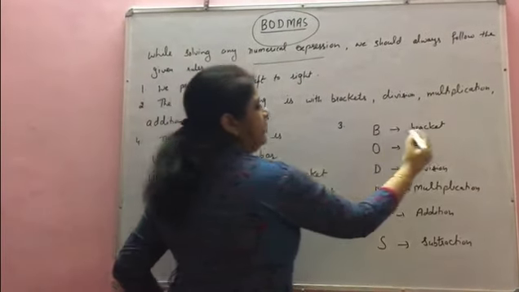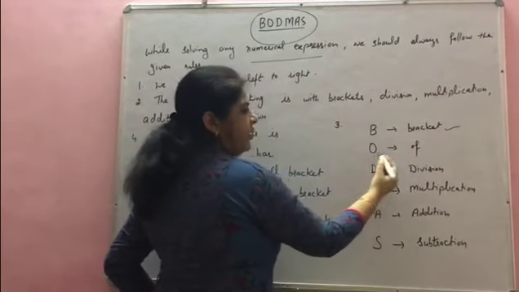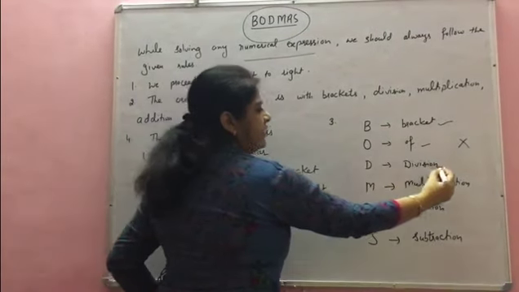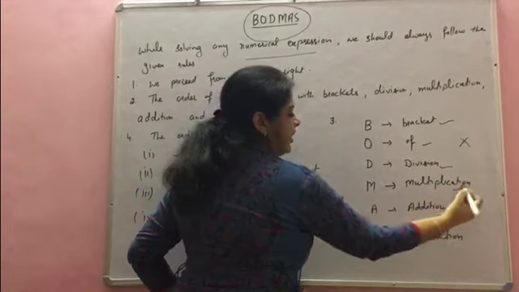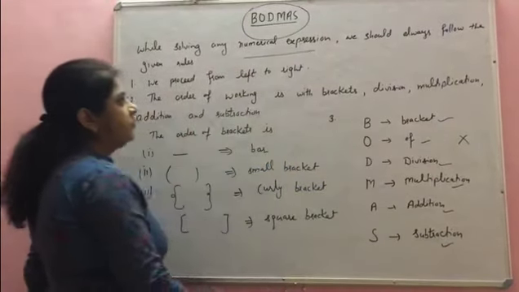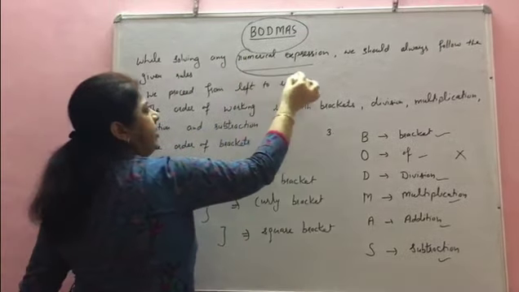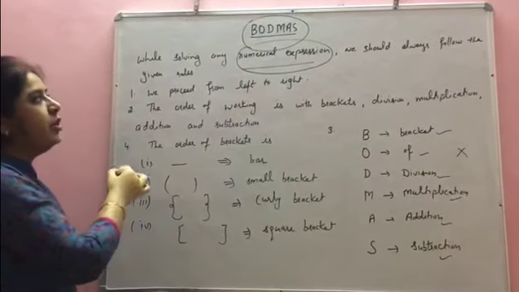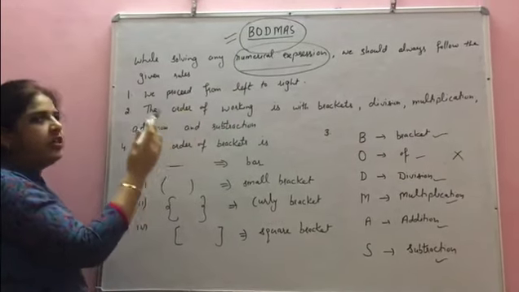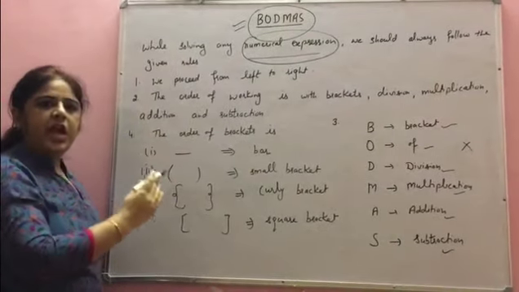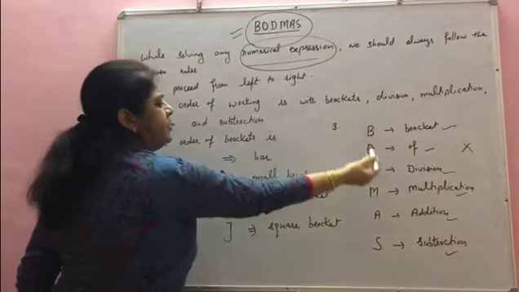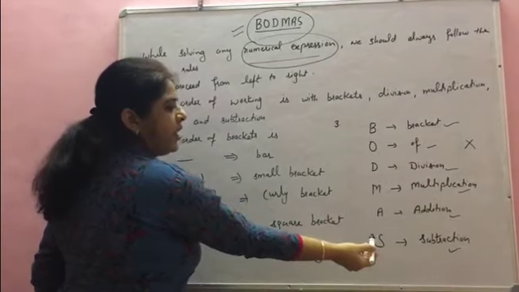BODMAS means B represents bracket, O means of, D means division, M means multiplication, A means addition, S means subtraction. Whenever we are solving any numerical expression, we have to follow BODMAS. It means in an expression, if any bracket is there, we have to solve the bracket first. Then of, then according to this, division, multiply, addition and subtraction.